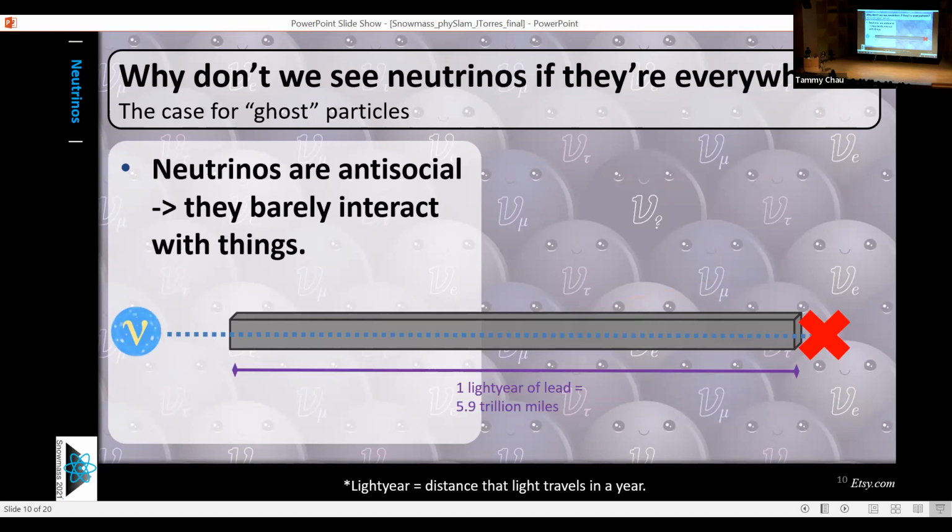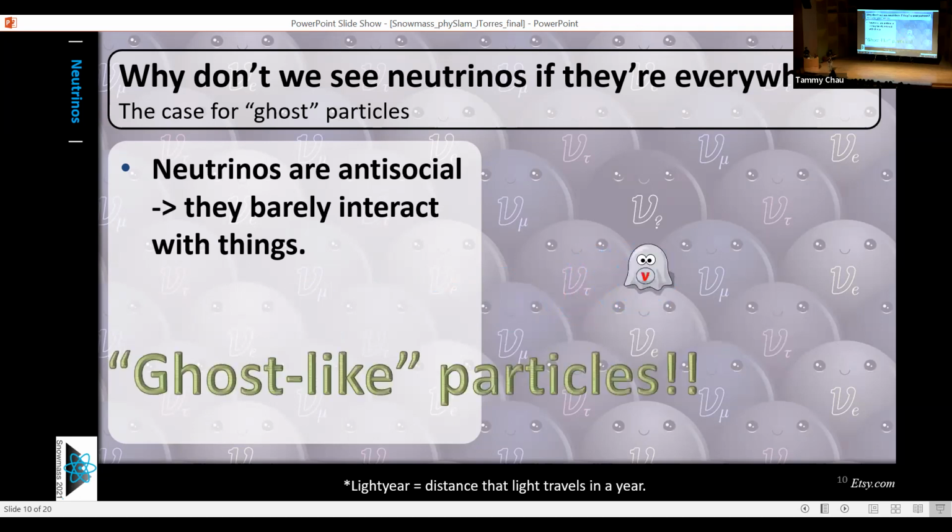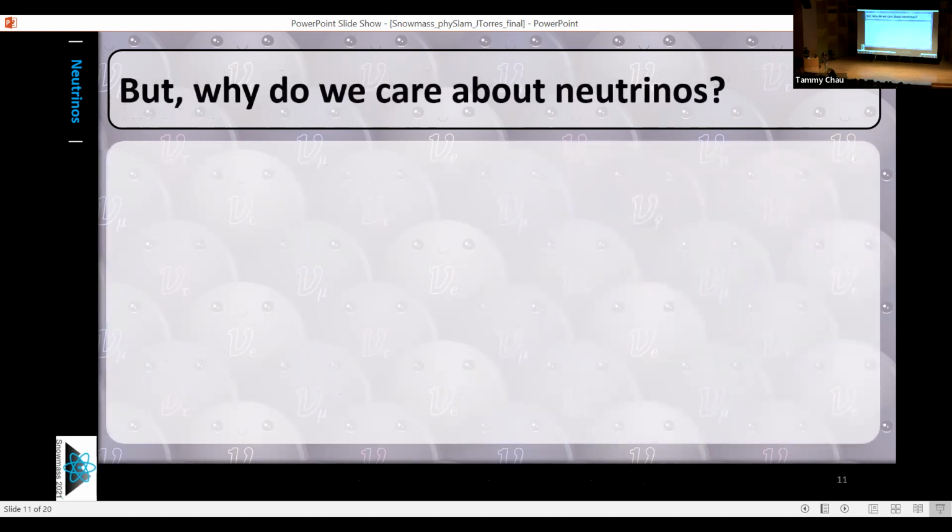And this is what I mean when I say that neutrinos are low interacting particles. And now, this is the reason why we call these guys the ghost-like particles. And now you might be wondering, why do we care about them? What's the deal with them?